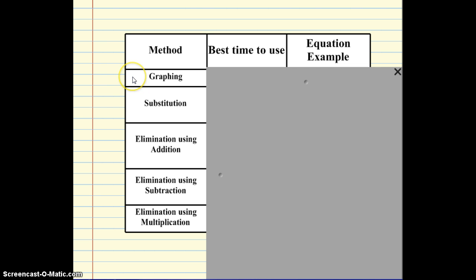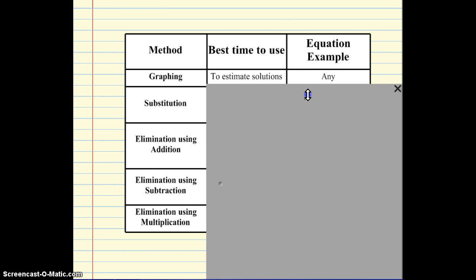We have used graphing to see where the lines cross to find the solution. We have done substitution. We have used elimination using addition. We have eliminated using subtraction. And most recently, we have eliminated using multiplication. All 5 methods are great, but sometimes they are best to use in certain situations. So that's what we're going to talk about today.